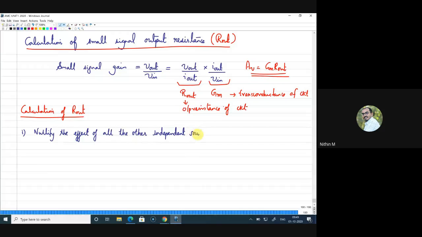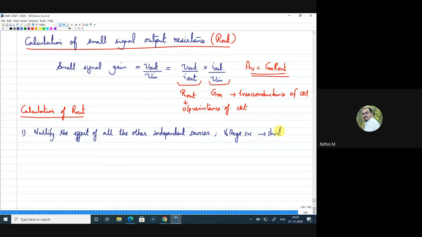Again, the question is how will you nullify the effect of independent sources? Then I have to make it clear. If it is a voltage source, you can nullify the effect by keeping a short. Yes, Madhusudan, I have seen your query now.